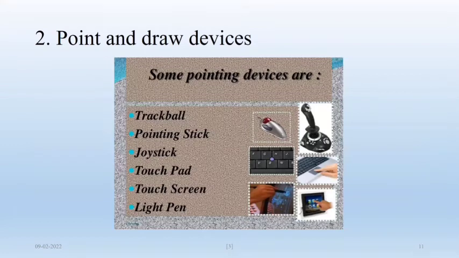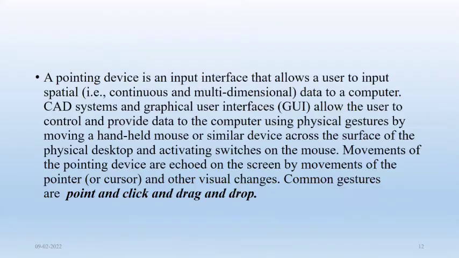Next are point and draw devices: trackball, point stick, joystick, touchpad, touchscreen, light pen. These are devices which are used to point at something or draw something. A pointing device is an input interface that allows a user to input spatial, like continuous and multi-dimensional, data to the computer. In a GUI or other software, we can basically say point and click, drag and drop, and gestures can be captured by such devices.